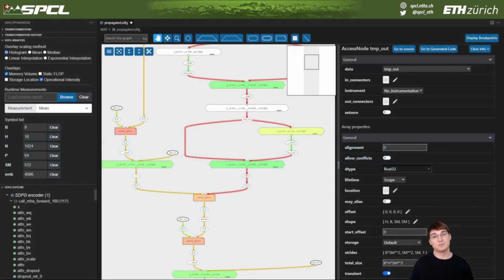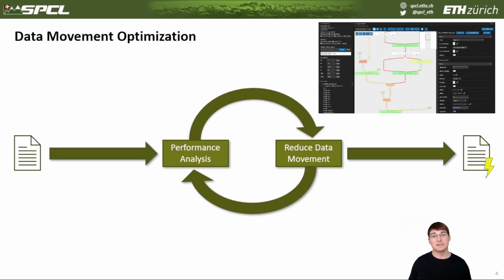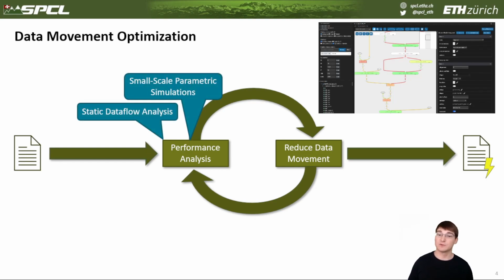And the way we do this is by providing a performance visualization geared towards data movement reduction integrated into the IDE Visual Studio Code, where the main idea is that we can gather and visualize performance data without requiring the program execution, and instead by gathering it through static data flow analysis and through small-scale parametric simulations. Now, to facilitate this, we don't actually analyze the program source code directly, but rather we translate a program into a Dataflow intermediate representation that allows us to do these analyses.